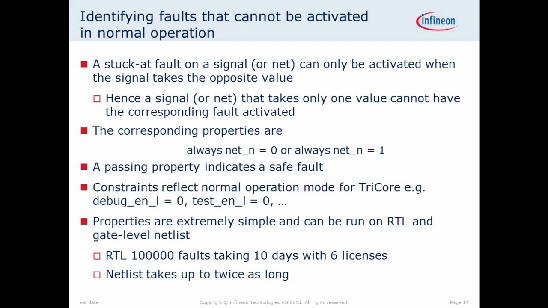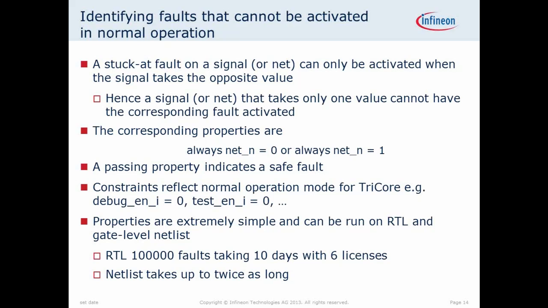So a signal or a net that can take only one value cannot have the corresponding fault activated. So the properties are quite obvious here. Your properties are always your net is 0 or always your net is 1. And if one of these properties pass, then that fault can't be activated, so it's a safe fault.